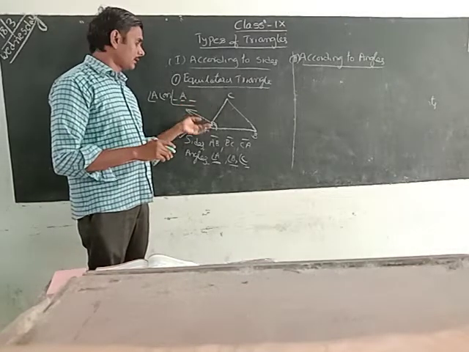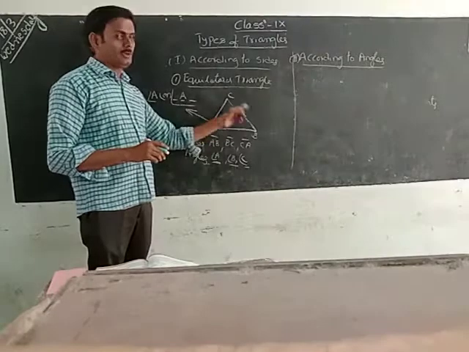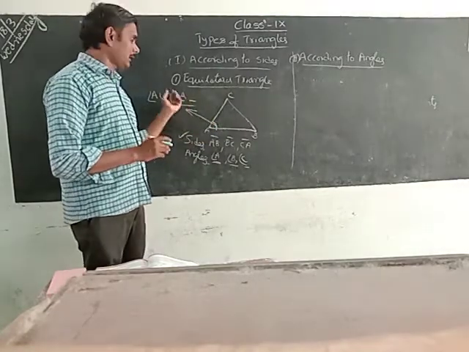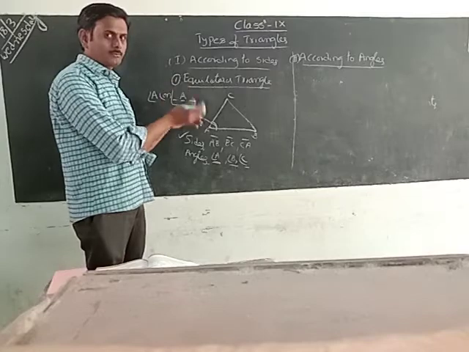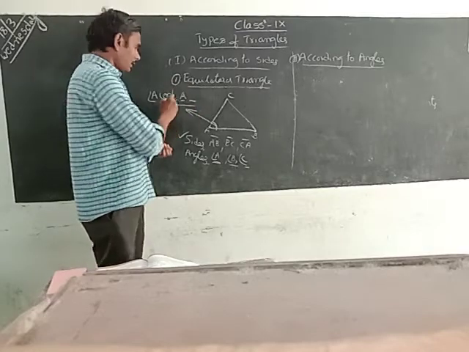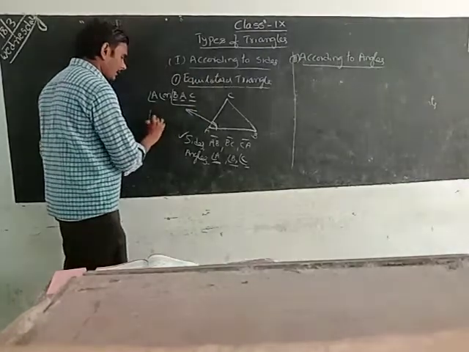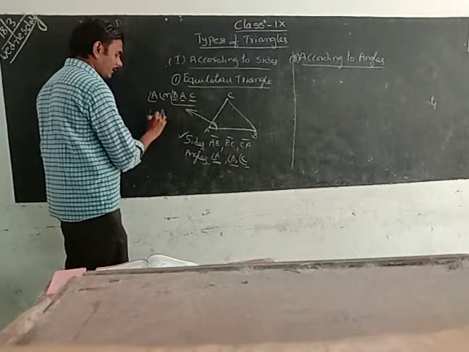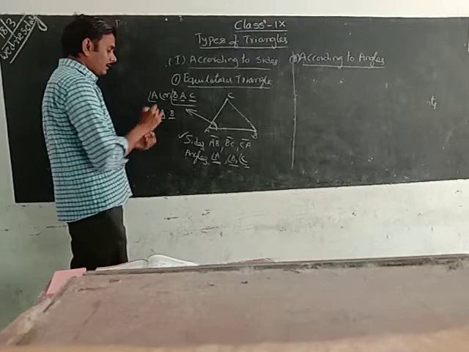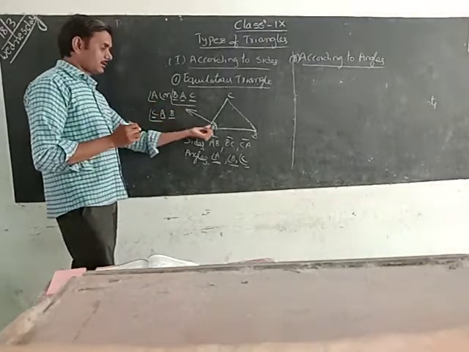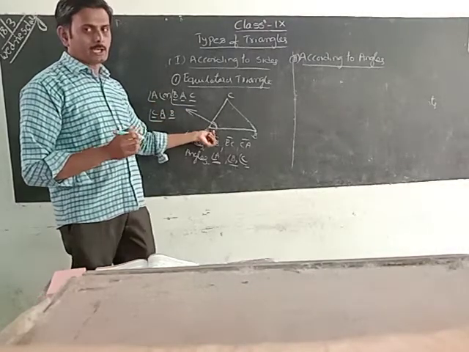What are the remaining letters other than A, B, C? We can arrange B, C. First A, and second we can write B, C. Or I can write B first and A last. Otherwise, we can write another notation. A should be in the middle, so we can write C, A, B. These three notations represent the angle formed at vertex A.